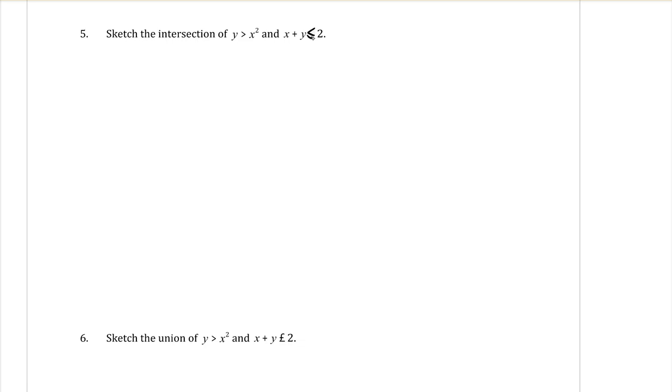All right, question 5. Sketch the intersection of, now we're going to have two graphs. We have y is greater than x squared and x plus y is less than or equal to 2. So we have two of them together. My computer doesn't like transferring less than or equal to signs into OneNote. It will do a less than or a greater than, but as soon as it puts the equal to sign on there, it likes to change them. Okay, so there you go, should be that.